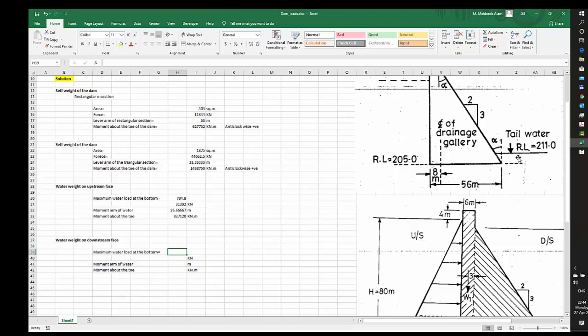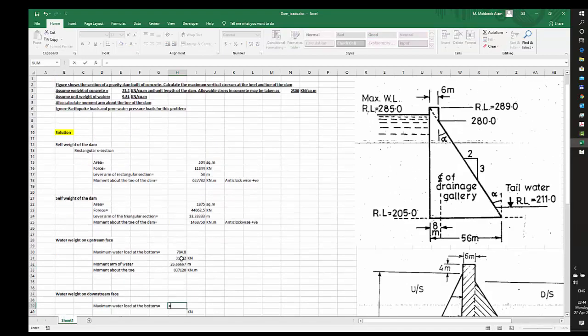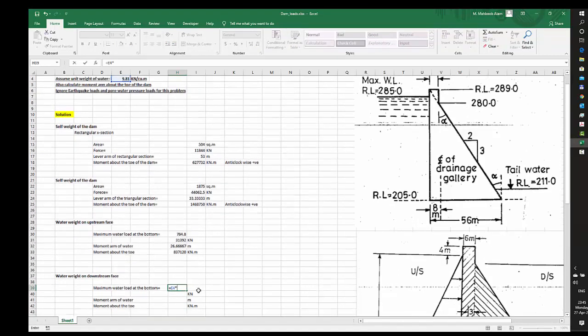Fine. So now this load is acting in this direction. First of all, we have to calculate the base value, which would be gamma of water into height. Gamma of water is the same, 9.8, so multiplied by 6 meters. So is equal to, again I'll scroll up, this value multiplied by 6. Fine.